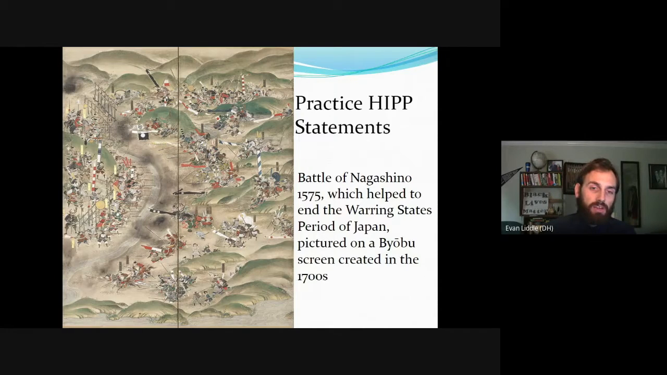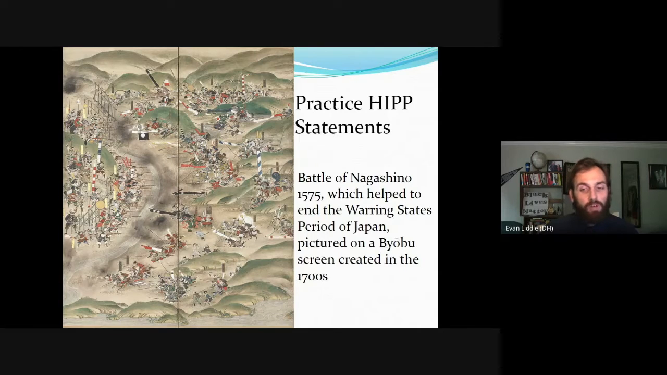And today we're going to look at practicing HIPP statements, sometimes known as HIPPO statements, sometimes also known as CAP statements. These are the ways you analyze primary source documents on a DBQ. And so today we're going to look at what's called a byobu, which is essentially like a gigantic screen, which was a very popular thing in East Asia. Still is very popular in East Asia for most of history.